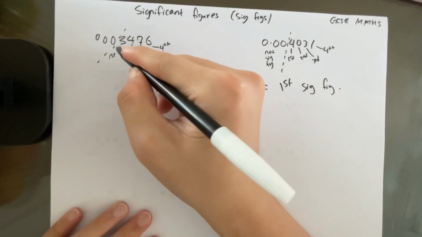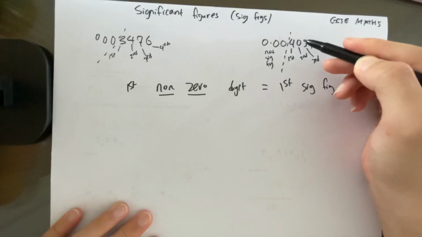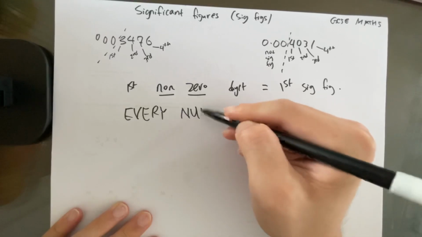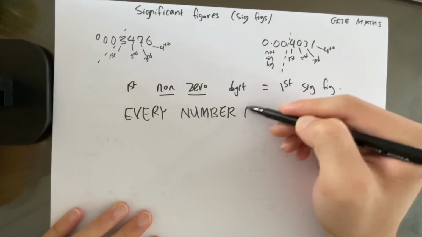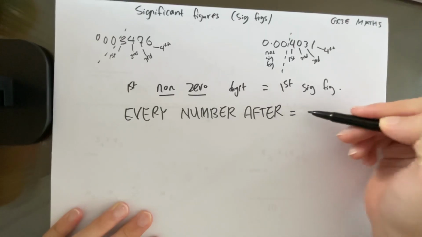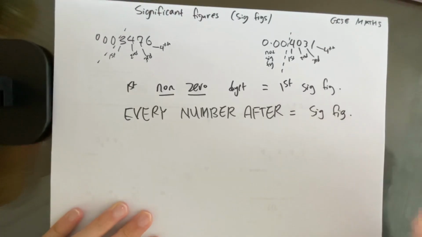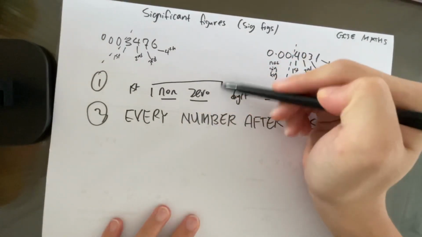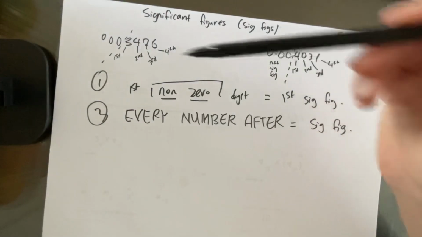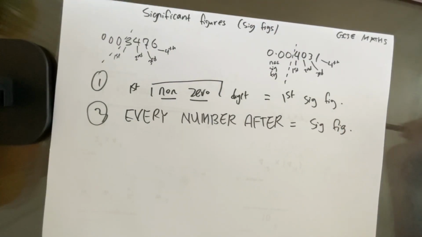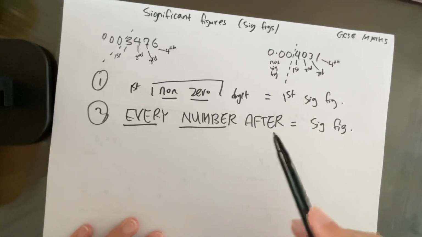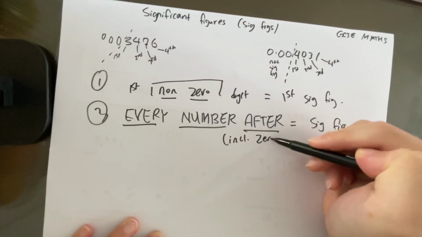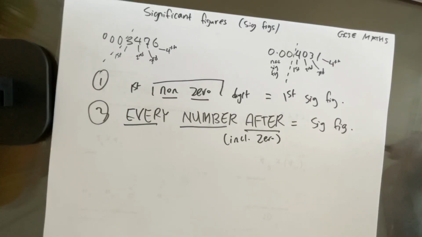And every number after it, notice in both these examples, including a 0, every number after it is a significant figure. These are basically the only two rules you really need to know. The first non-zero digit, this is really important. The first non-zero digit is the first significant figure. And every number that comes after the first significant figure, including zeros, is a significant figure.